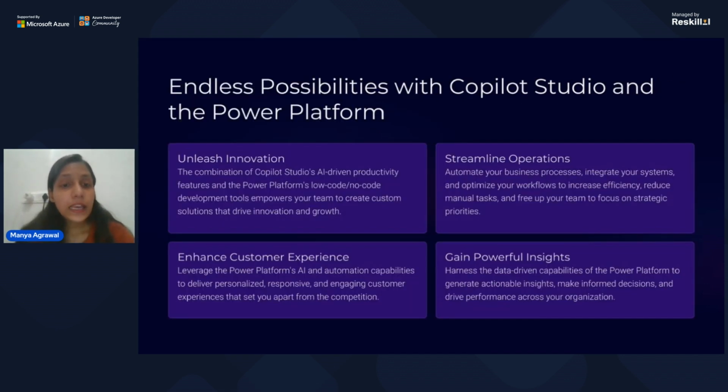Now, endless possibilities with Copilot Studio and the Power Platform. Unleash innovation. The combination of Copilot Studio's AI-driven productivity features and Power Platform's low-code, no-code development tools empowers your team to create custom solutions that drive innovation and growth. Second is streamline operations. In this, you can automate your business processes, integrate your systems, and optimize your workflows to increase efficiency, reduce manual tasks, and free up your team to focus on strategic priorities.